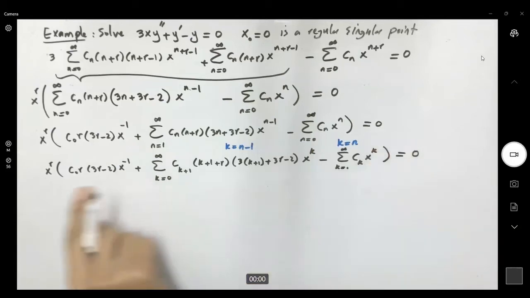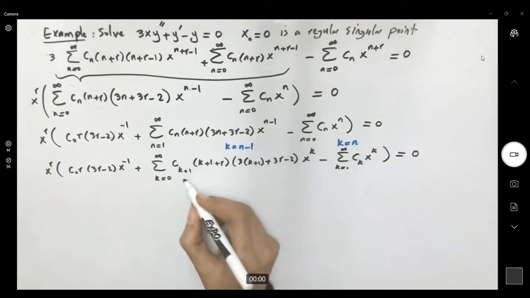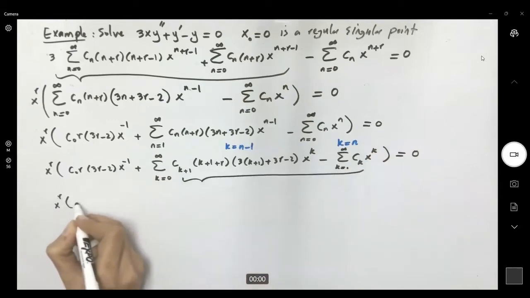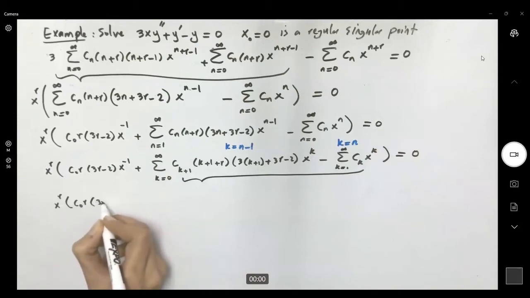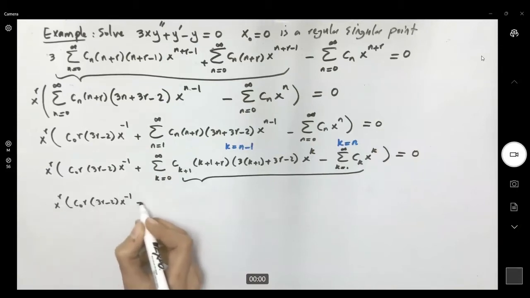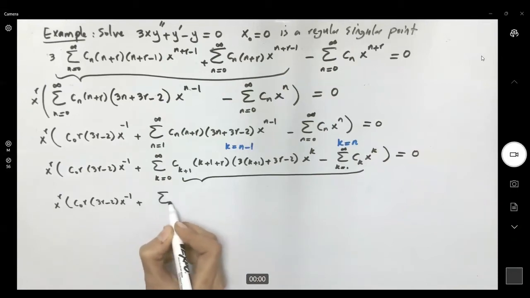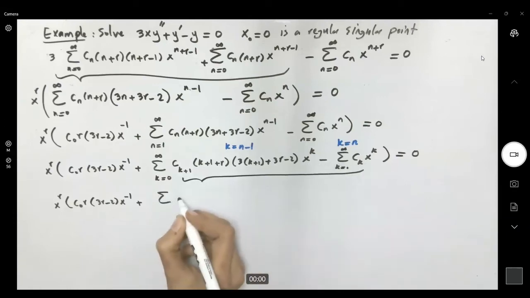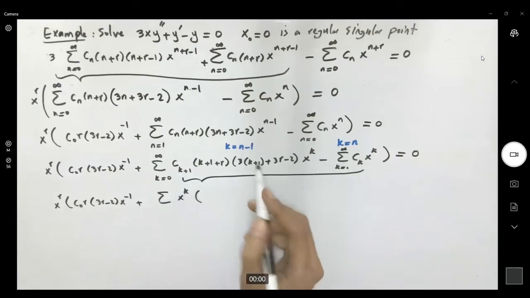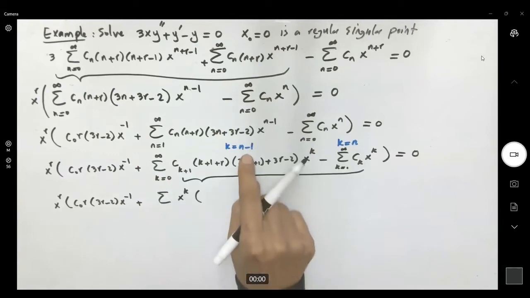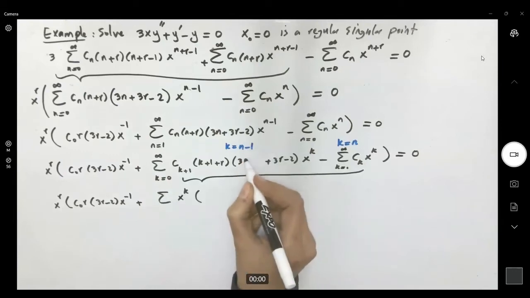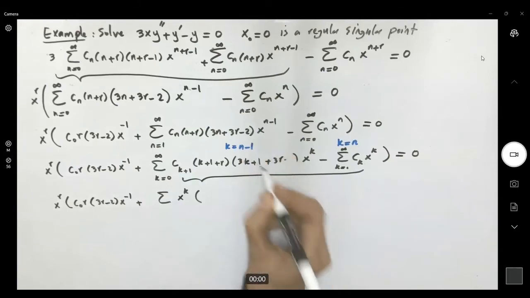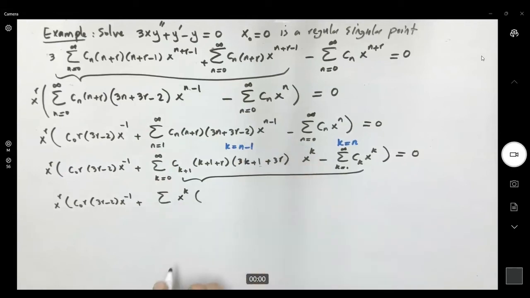Okay, here. Now I can combine these two series. Let's see. I have x to the r, c0 r, 3r minus 2, x to negative 1, plus, right? I have the sum. I'm going to factor out x to the power k. And then if I distribute 3 into parentheses, I get 3k plus 3, and 3 minus 2 becomes 1. Okay.